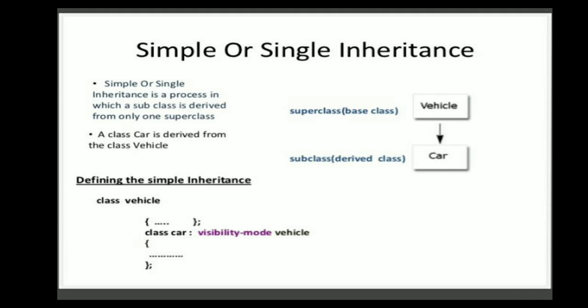Let's see how to define the simple inheritance from this figure. Here the class vehicle is a base class, then we can write the entire features of the vehicle class inside the class, then it is terminated by a semicolon. Next we start to write the derived class, that is the class keyword followed by car, then colon, followed by the visibility mode. Visibility mode can be private, public or protected, followed by base class name. Then inside this class we can write the features of this particular derived class.